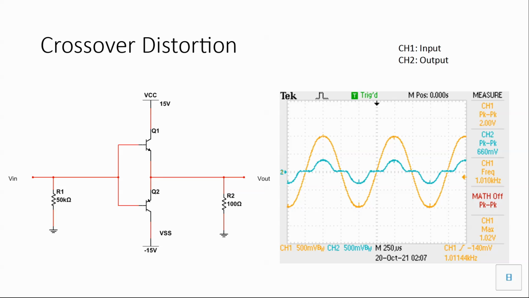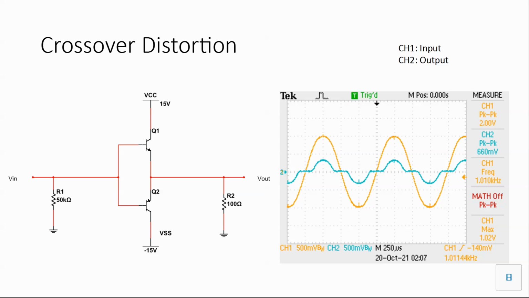This screenshot from a real oscilloscope shows the distortion that results. Channel 1 shows a relatively clean sine wave being fed into the input of the amplifier. Channel 2 shows the signal from the output of the amplifier. The flat parts of the waveform show the dead zone.